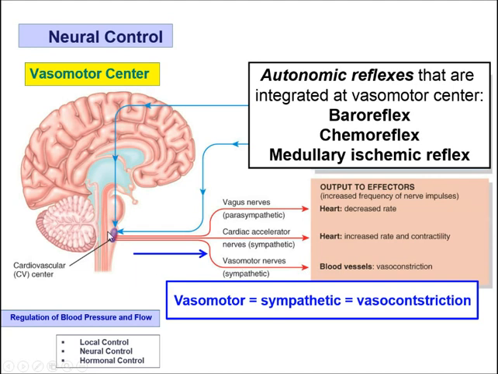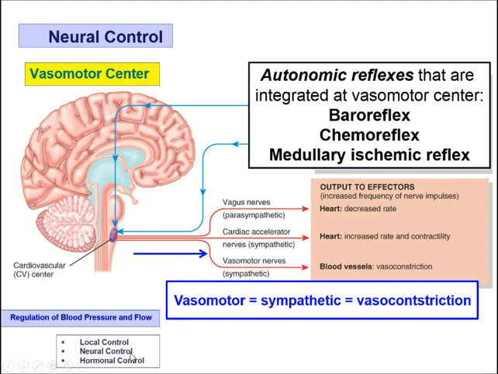Now, just a reminder, this cardiovascular center, where is it located? Here's my pons, here's my medulla. All right, okay, so that's in the medulla oblongata. Say it with me, medulla oblongata. Isn't that fun to say?